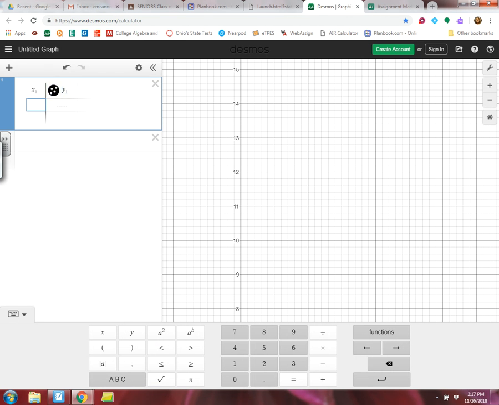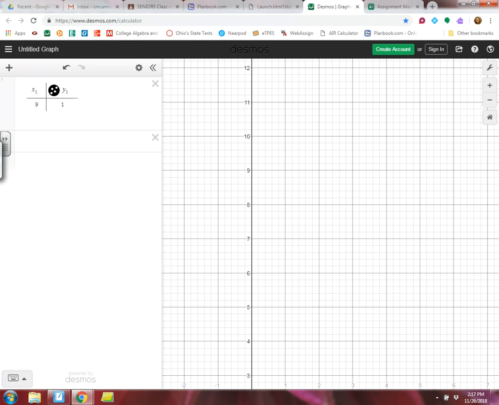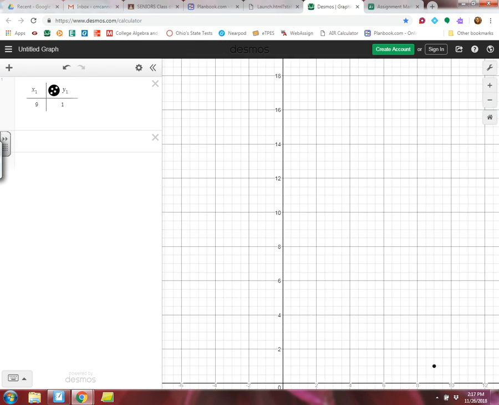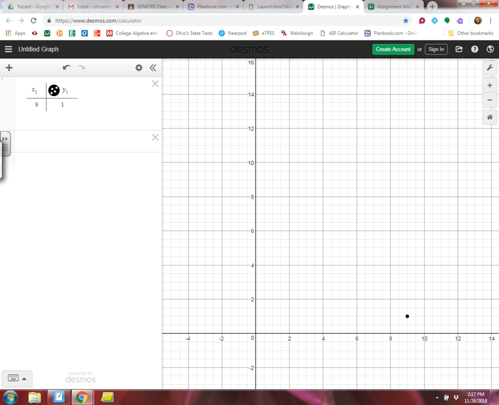Okay, now we need to put in our points. Can somebody tell me the first point? So over here where it says x, I'm going to put in my 9. Over here where it says y, I'm going to put in my 1. And then I'm going to hit enter or down, and it should put a point on your graph. Do you see my lonely little point over there? If you guys zoom out so you can see it, did it put a dot there on your graph?